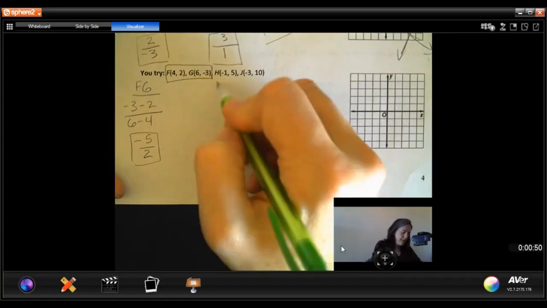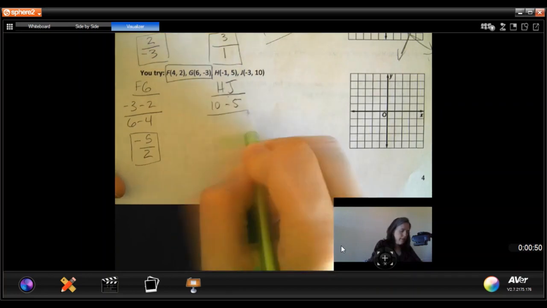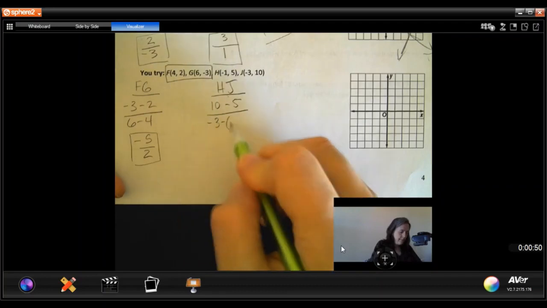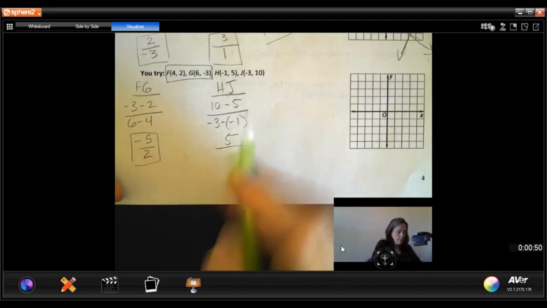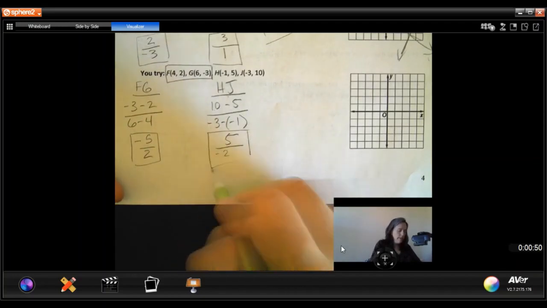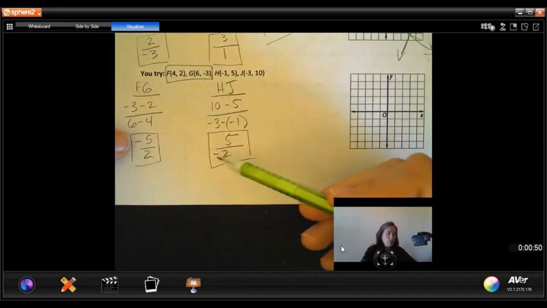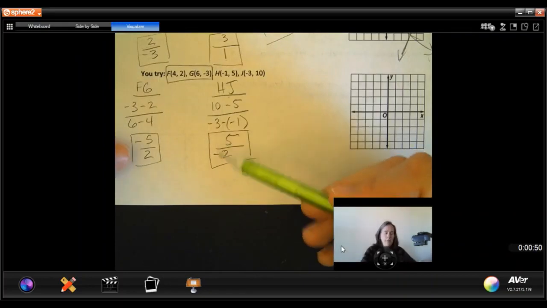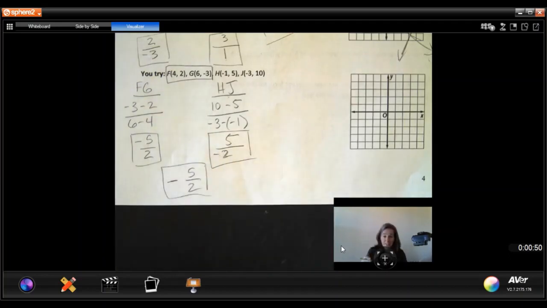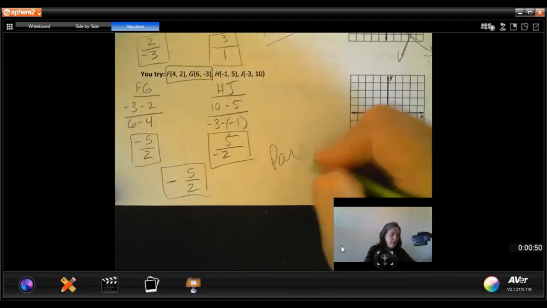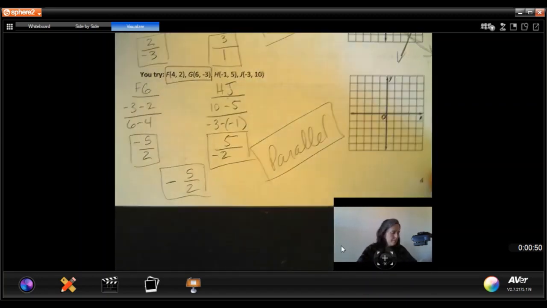Let's try HJ. 10 minus 5, -3 minus a -1. So 10 minus 5 is 5. -3 plus 1 is -2. So I have a -5 halves and a -5 halves. That negative, there's just one out in the front, so it doesn't matter if it's written on the top or the bottom. They both have a slope of -5 halves. So what is it when they match exactly? Parallel. We have parallel lines.